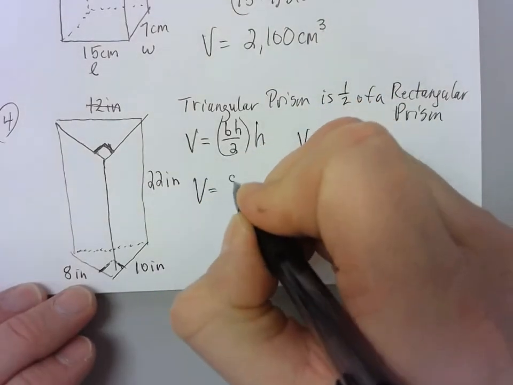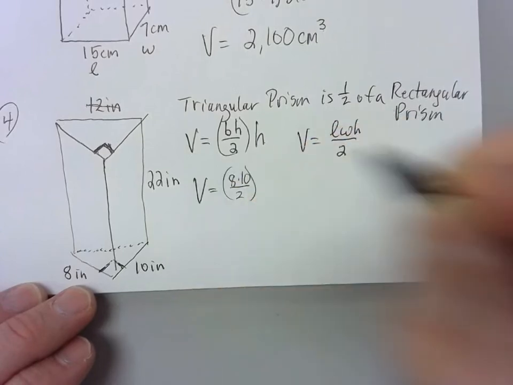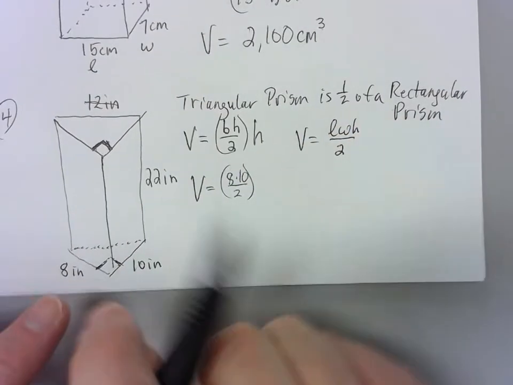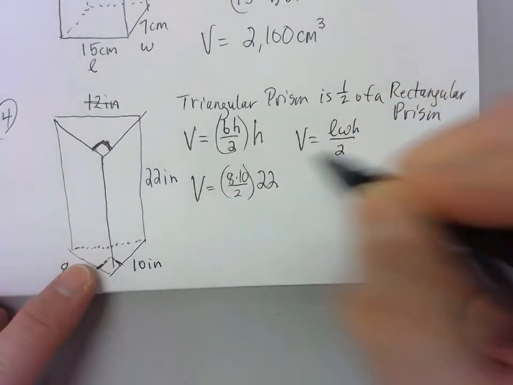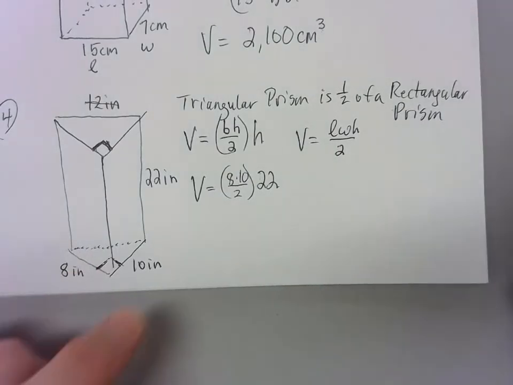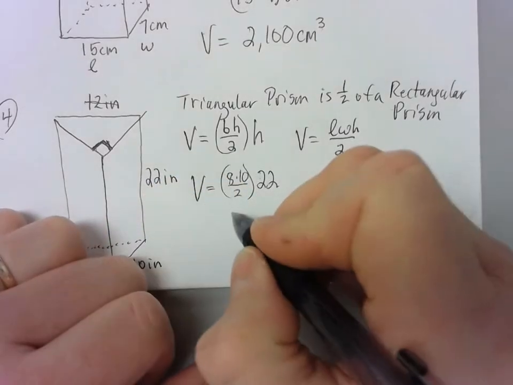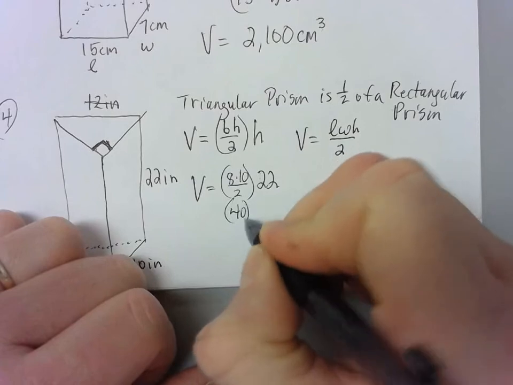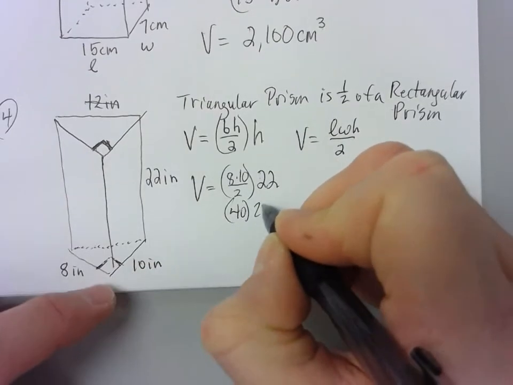So we can do it this way. We can do 8 times 12 divided by 2, and then take that answer, which would give you the area of that triangle, and then multiply it by the height of the whole thing, which is 22. And we'll just go ahead and do that one separate. So 8 times 12, of course, y'all know is 96, and half of that is 48. So basically you're doing 48, which is the area of that triangle, times 22, which is the height.